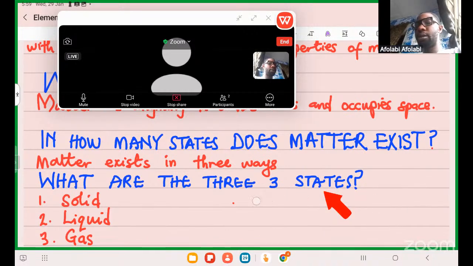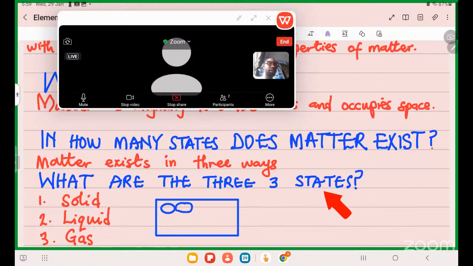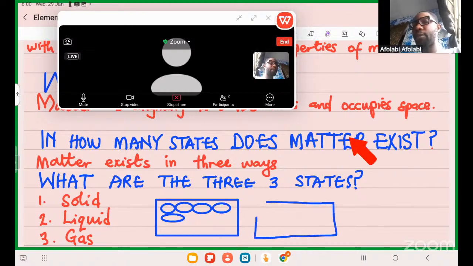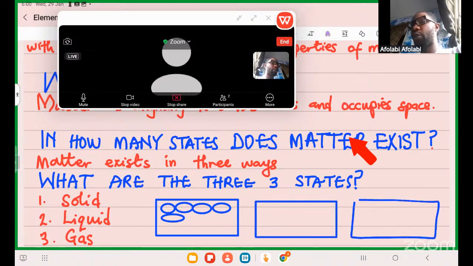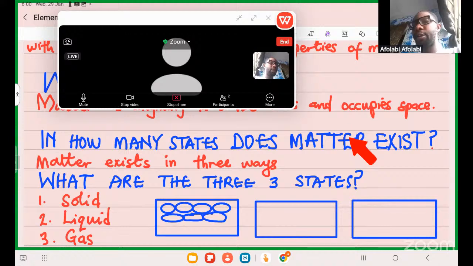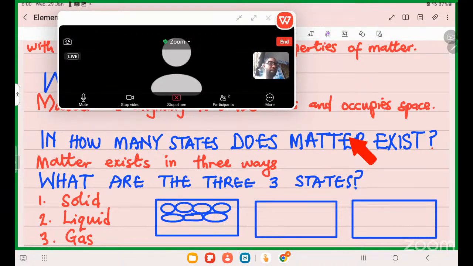The solids, their particles, how are they arranged? Is there space between the particles of solid? No, there's no space between the particles. They're packed up. Very good. Impressive. How about for liquid and gas? How is the spacing between those two? Gas and liquid, which one has more space? Gas has more space than liquid, right? Yes, sir.